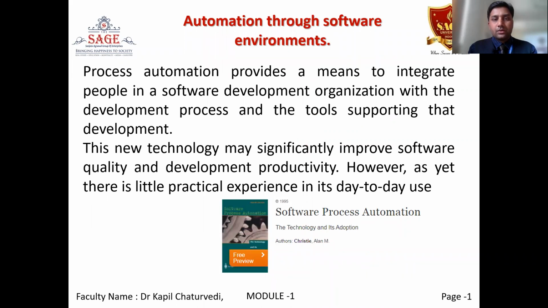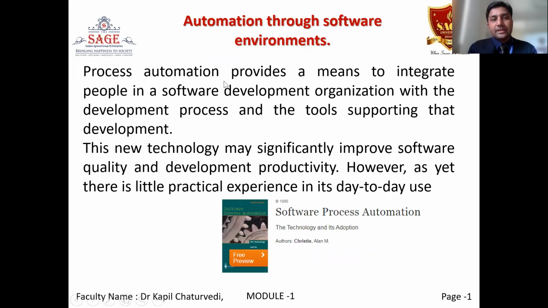So, first of all, we should understand what is automation through software environment. Process automation provides a means to integrate people in a software development organization with the development process and tools supporting that development. This new technology may significantly improve software quality and development productivity. However, there is little practical experience in its day-to-day use.